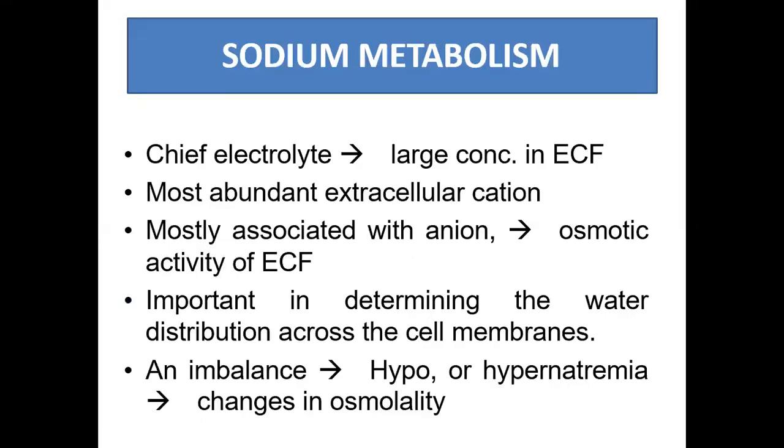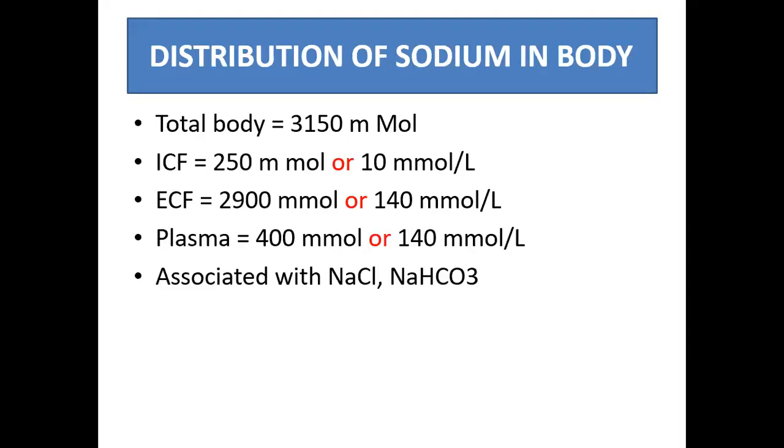Now, starting off with sodium. Sodium, as we all know, is the chief electrolyte, and we have it in the largest concentration in the extracellular fluid, which is the most abundant cation. It is also important in determining the water distribution across the cell membrane. And if we have an imbalance of sodium, so if we have low level of sodium, we will term it as hyponatremia, and high level of sodium will be termed as hypernatremia.